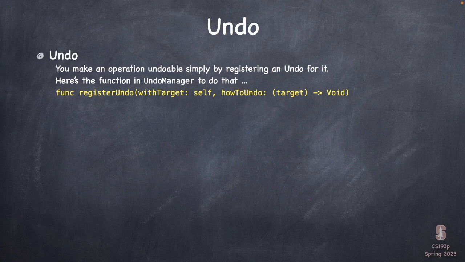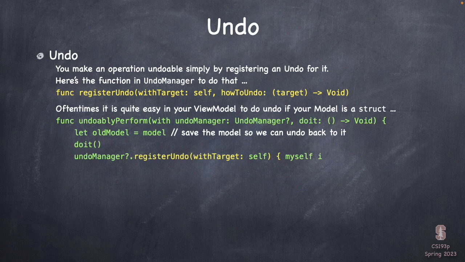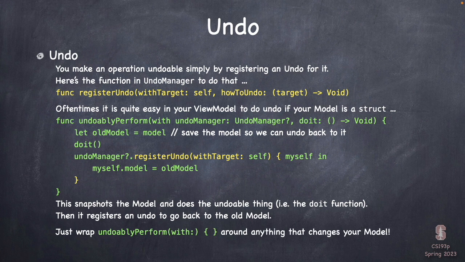So that's what register undo does. You call register undo every single time you do something that can be undoable. If you have a view model whose model is just a struct, a simple struct, then you can use this nice little code, undoably perform, that I wrote here, to make anything you do, any intent function, undoable.